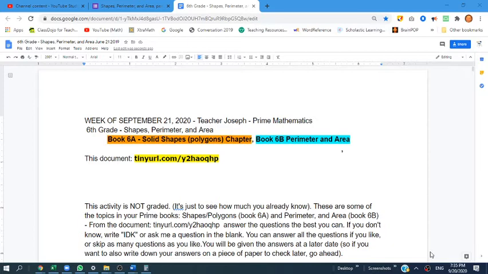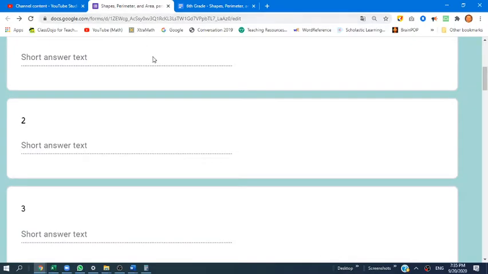Today we're going to try something a little bit different. We're going to be starting a new chapter. The units are on the screen, so we're going to be learning about solid shapes, polygons, perimeter, area, and a whole bunch of other topics that relate to spatial reasoning, okay? What we're going to do today, boys and girls, is I'm going to read a bunch of questions to you, and you need to respond inside of this Google form, okay?